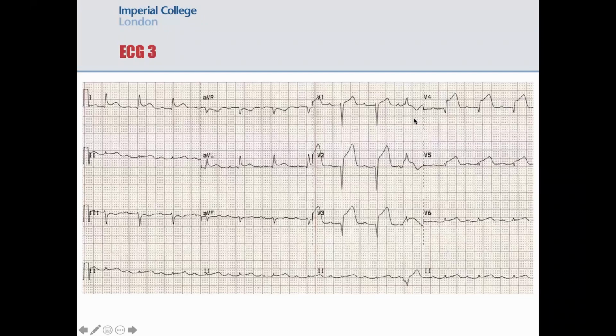Okay, some people opted for ST elevation and some people opted for left axis deviation. Both are correct, but I would say the more obvious abnormality is ST elevation, though saying it's got left axis deviation is also correct. But obviously ST elevation is the medical emergency here, so you need to treat that promptly.